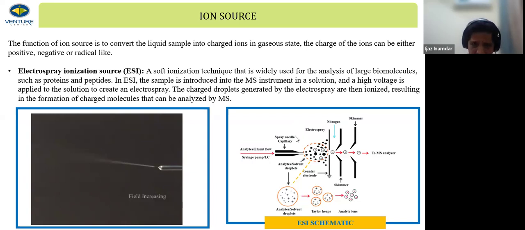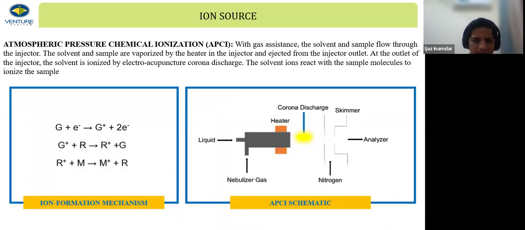ESI, electrospray ionization, works on this principle. Just like electrospray ionization, we have something called atmospheric pressure chemical ionization. Now, in APCI, we are using gas assistance, nitrogen or something else, argon; people use various gases. So we are using the help of a nitrogen gas to ionize the molecule. These are the functional principles of that, but we don't need to go into the detail.